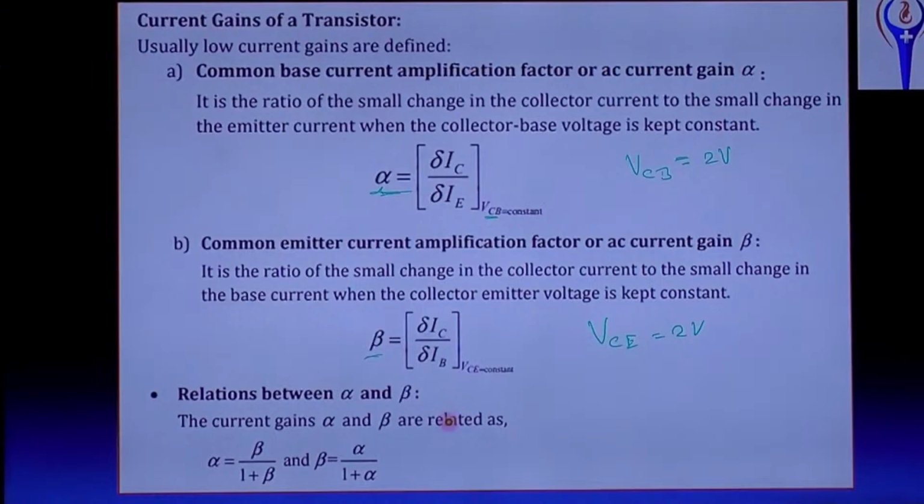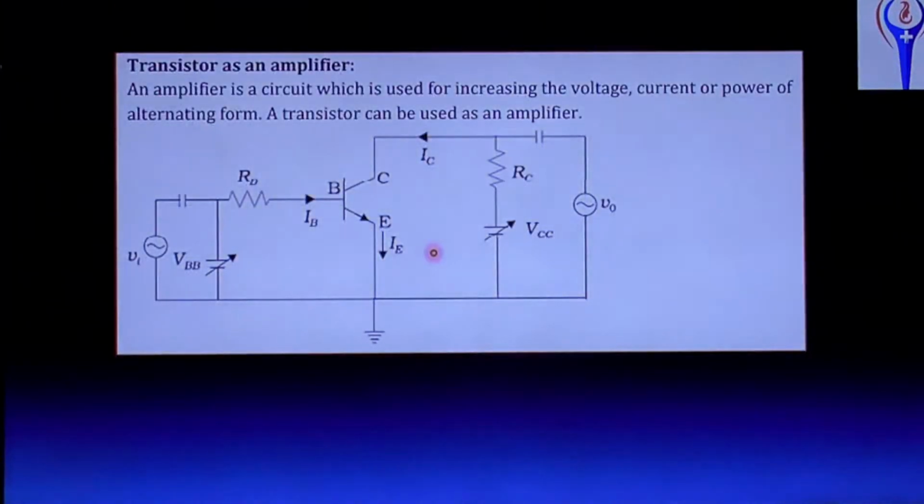Can you move to next? Transistor as an amplifier. What is an amplifier? An amplifier is a device which converts a weak signal to a strong signal. And a transistor can act as an amplifier, and this is the circuit for the amplifier.